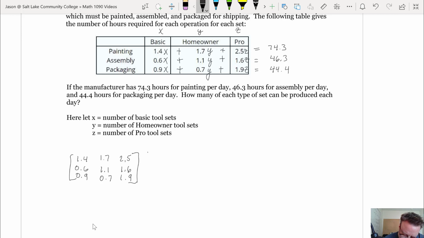take this matrix and multiply it by x, y, and z. And that gives us all of the stuff on the left-hand side of the equal signs. And this should equal this column vector of values 74.3, 46.3, and 44.4. Okay. So that's the system we need to solve.